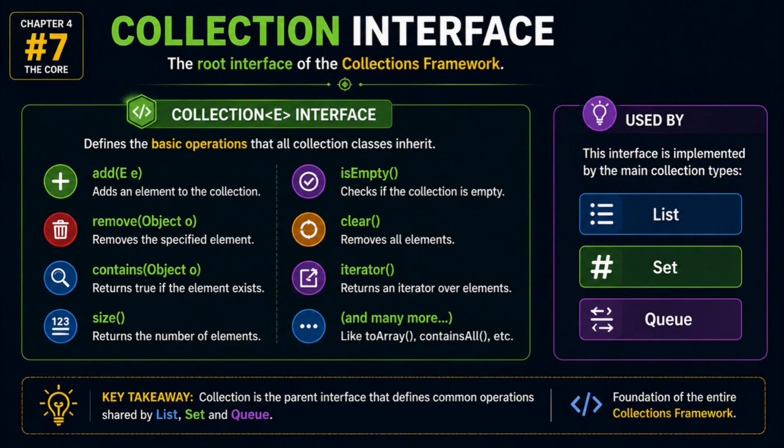Think of the Collection interface as a common contract. It defines operations supported by most collection types. Methods like add, remove, contains, size, clear, and isEmpty are defined here. List, Set, and Queue are all interfaces that extend the Collection interface. Later, concrete classes like ArrayList, LinkedList, HashSet, and PriorityQueue implement those interfaces. That's why they all share common operations while still behaving differently.